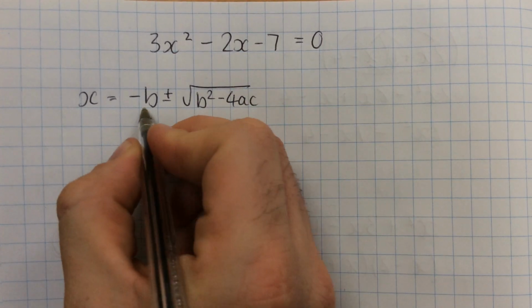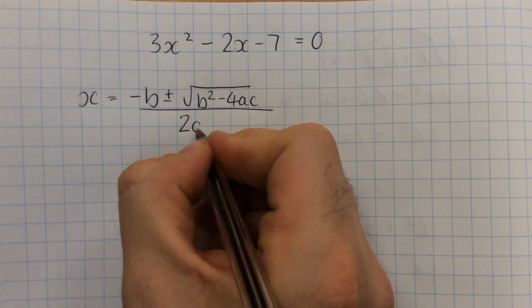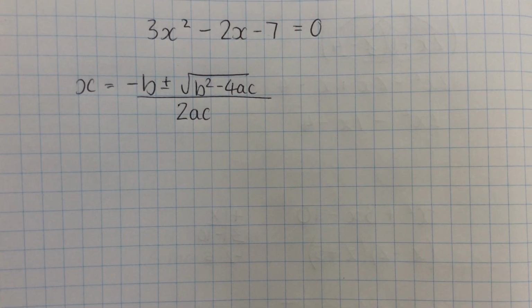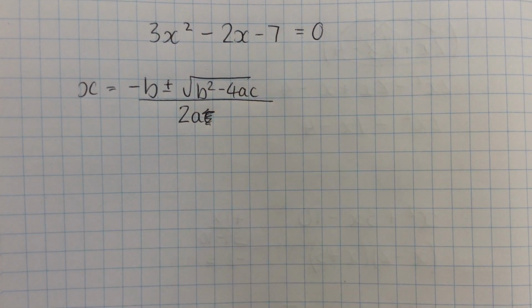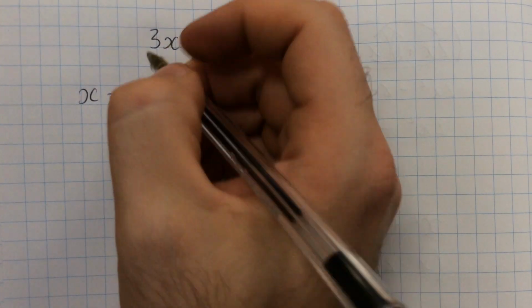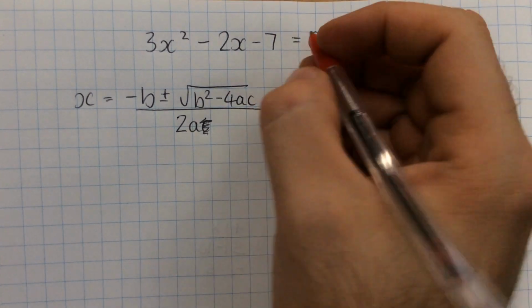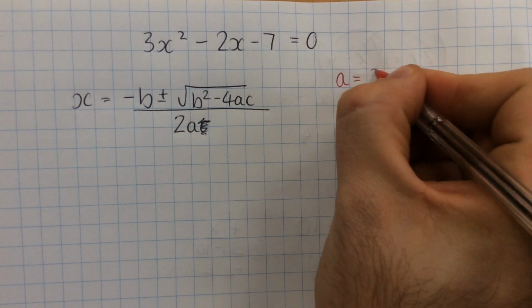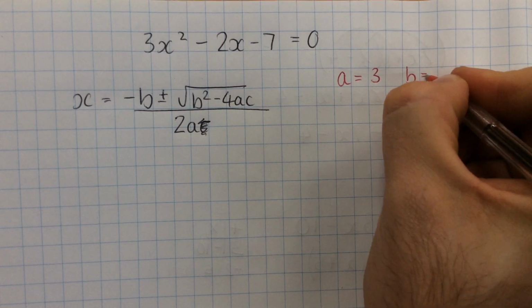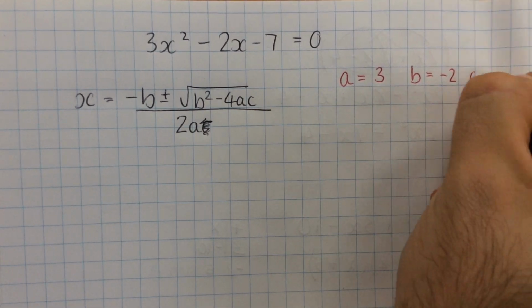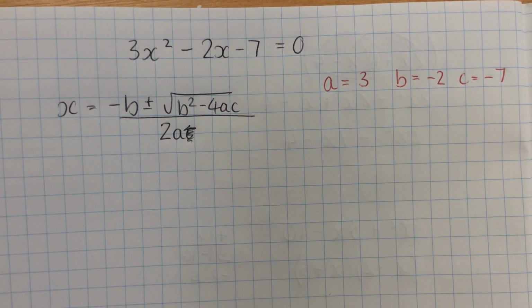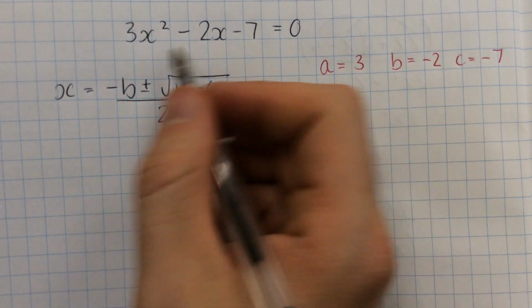It's minus b plus or minus the square root of b squared minus 4ac, all divided by 2a, not 2ac at all, just 2a. a is the number in front of the x squared term, so a is 3, b in this case is the minus 2, and c is minus 7. And then the first step is to just put those numbers into the formula.